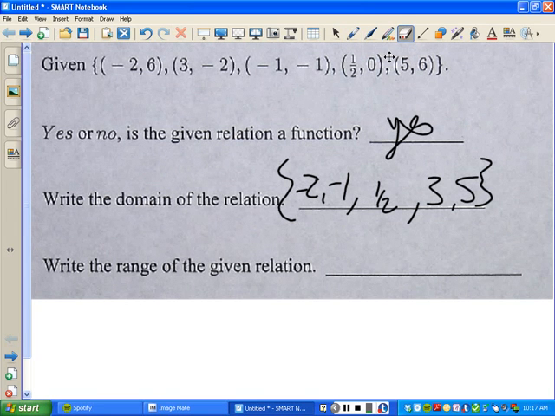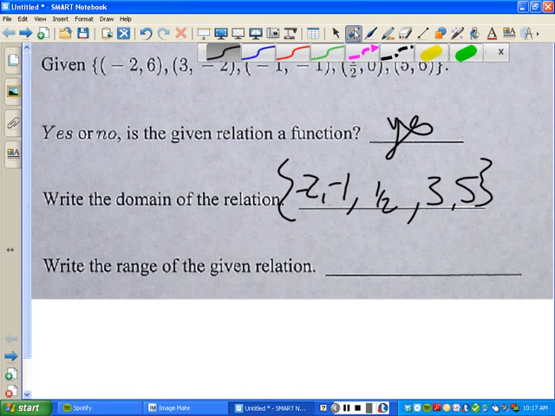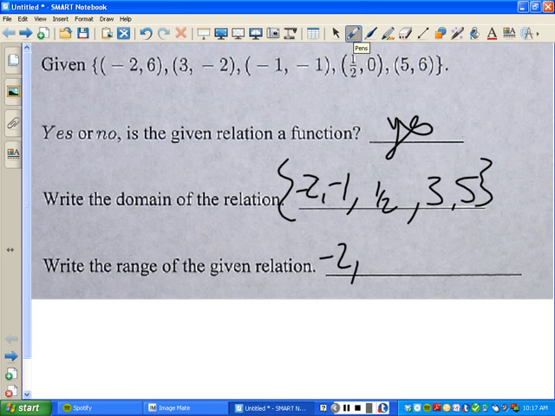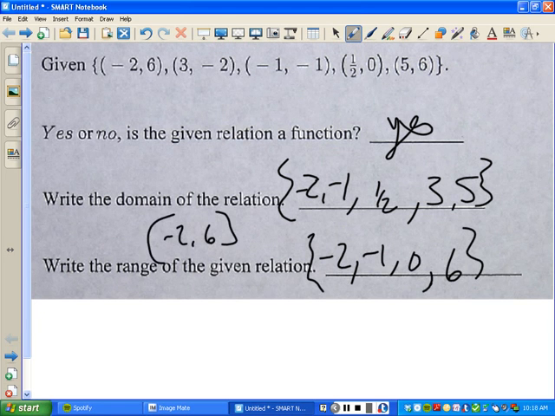What's the range? -2. You don't have to put them in order, as long as you got them all written down there, that's fine. -2, -1, 0, and 6. Question, can we write it as -2 to 6? Nope, for the reasons we just mentioned. Okay. Any questions on that? We straight?